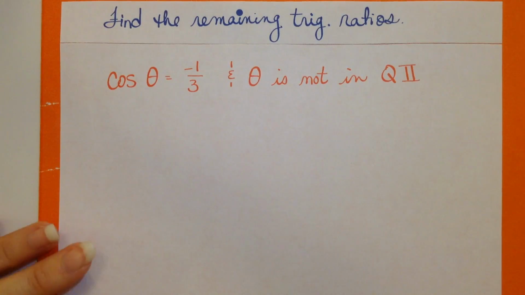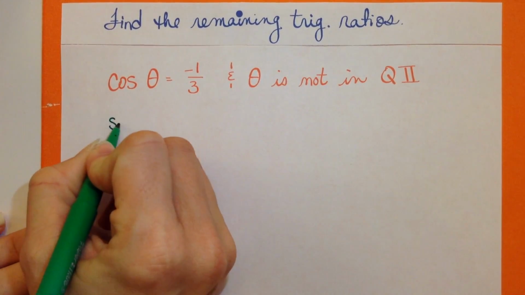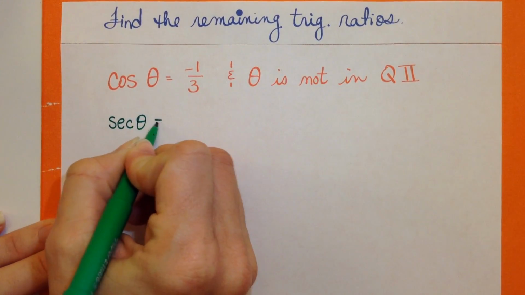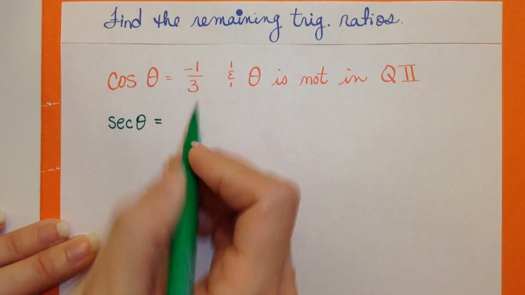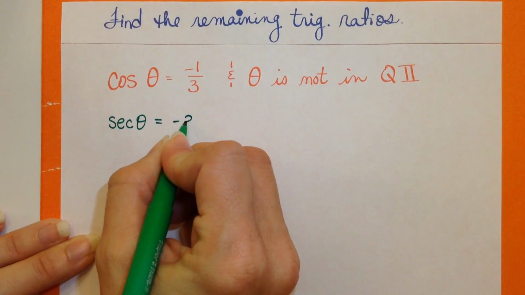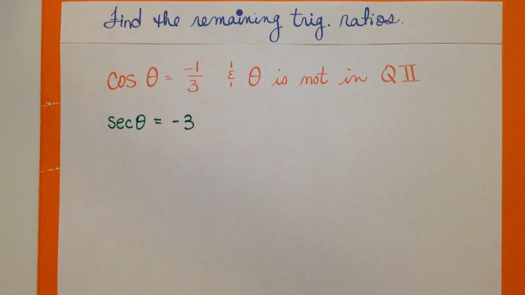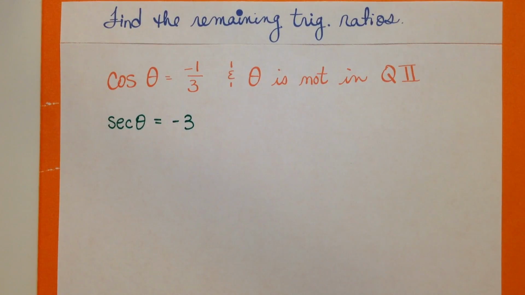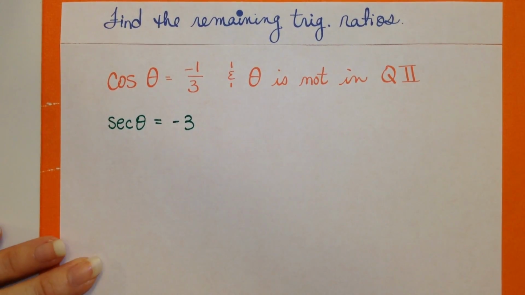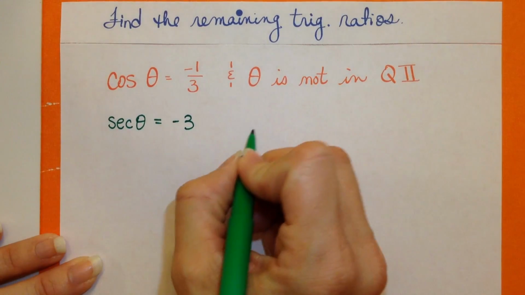The easiest straight off would be to go straight to secant, because secant is always the reciprocal of cosine. So if you take negative 1/3 and flip it, you get -3. Taking a reciprocal does not cause your sign to change. If it's positive, it'll stay positive. Negative will stay negative. So I know that's going to be -3 without even worrying about the information I'm given over here about my quadrants. From here, let's go to sine.